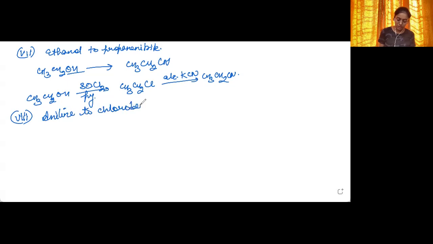Aniline to chlorobenzene. Okay, so this is aniline. This question will be tough for you because I think it should be in the chapter with amines, but I think it is there in this chapter of the book also. When we need to convert aniline into some other compound, the first step is always diazotization.